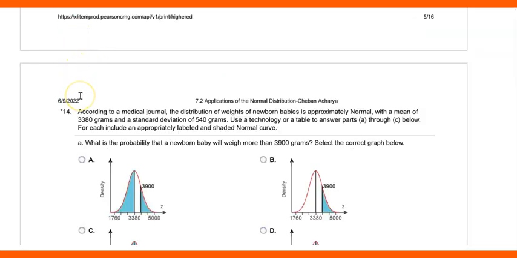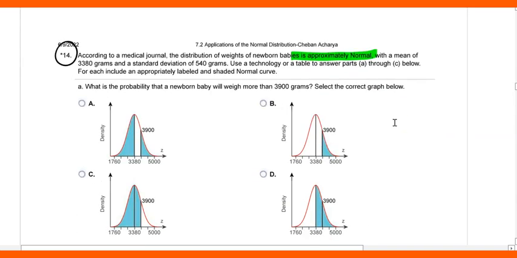Question number 14. According to the medical journal, the distribution of the weight of newborn babies is approximately normal. Here's the thing: approximately normal. Therefore, we can use the normal distribution model in this problem. The distribution is approximately normal, with a mean of 3380 gram and a standard deviation of 450 gram. Use technology or table, we usually use technology, to answer parts A through C below.